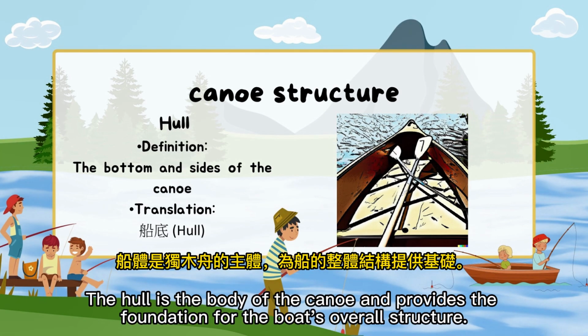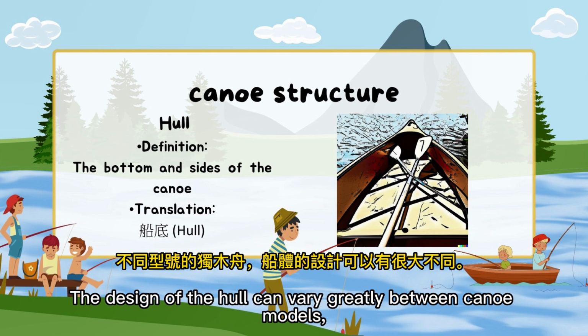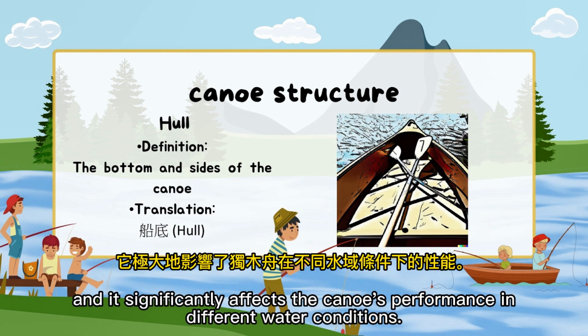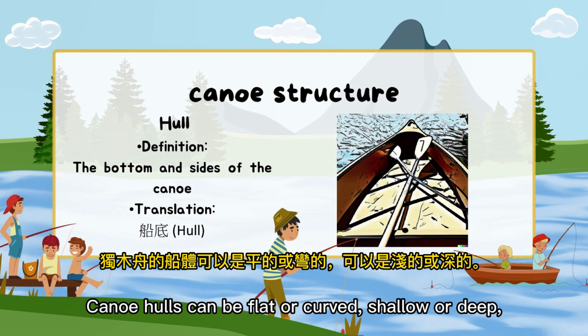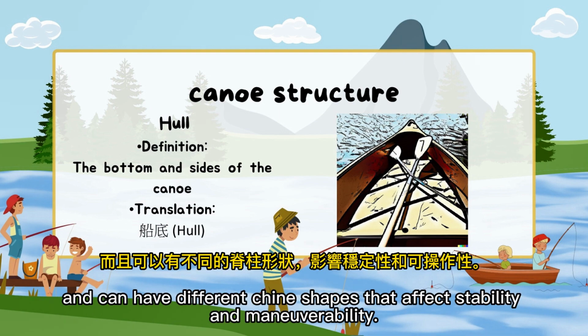Moving on to one of the most critical parts of a canoe, the hull. The hull is the body of the canoe and provides the foundation for the boat's overall structure. The design of the hull can vary greatly between canoe models, and it significantly affects the canoe's performance in different water conditions. Canoe hulls can be flat or curved, shallow or deep, and can have different chine shapes that affect stability and maneuverability.